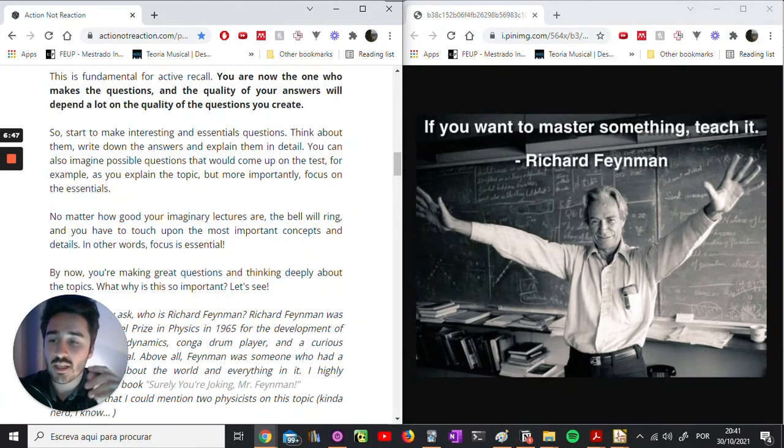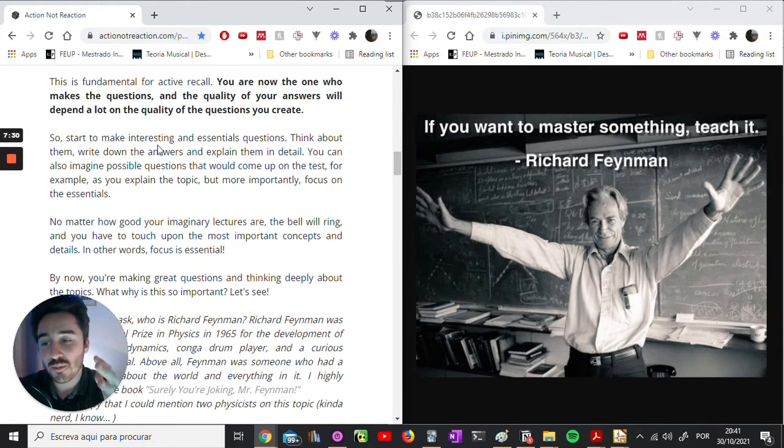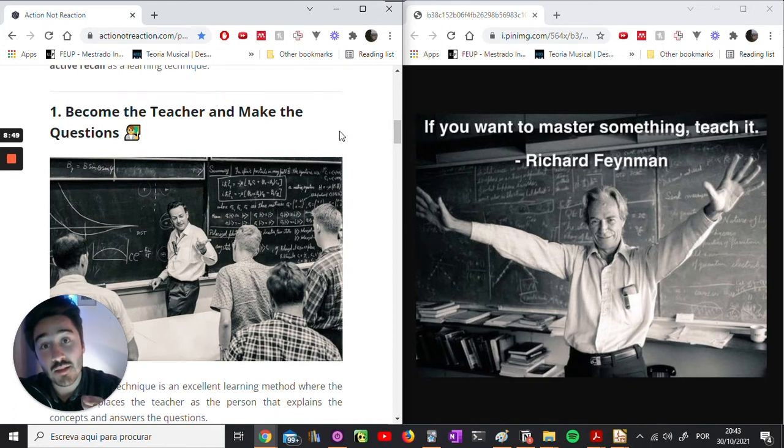And this concept is essential for active recall. You want to make clear questions and clear answers, so your knowledge is built on strong foundations. Maybe you know this method by the name Feynman technique. And I think this phrase from Feynman sums it all very well. If you want to master something, teach it.